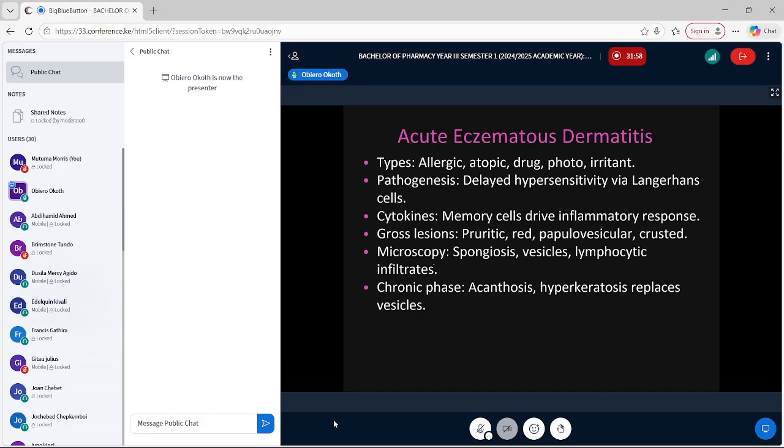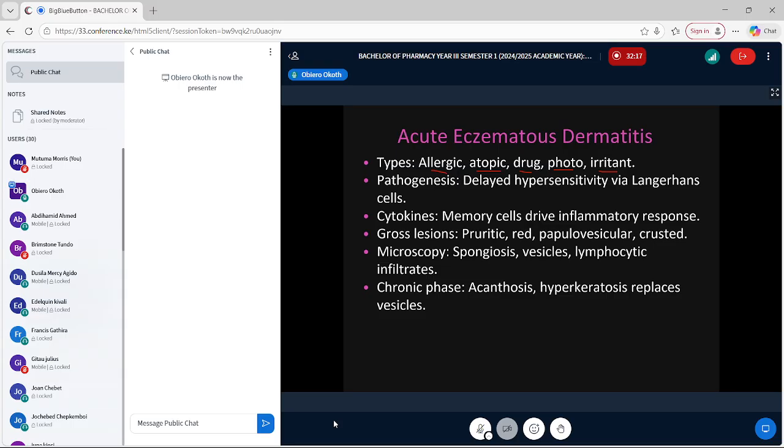Okay. Acute eczematous dermatitis, this is eczema. Eczema can be from the allergy, like what we have mentioned here. It could be from atopy, from people who are prone to getting allergic reaction. It could be from a drug. It could be from photosensitivity. It could be just an irritant.